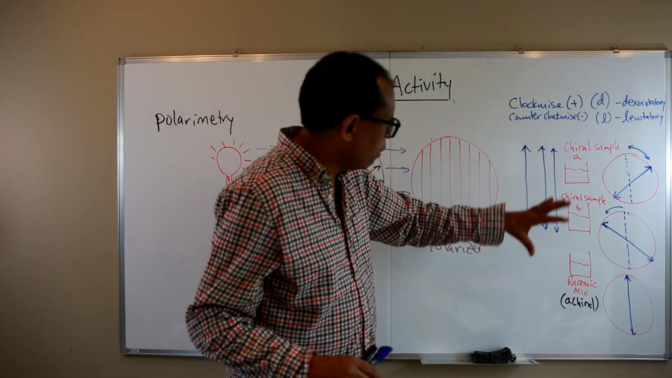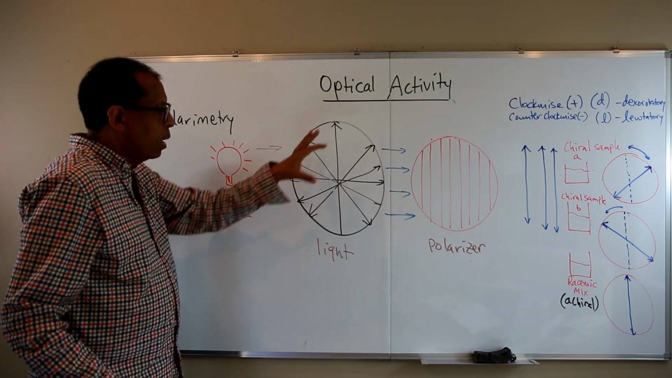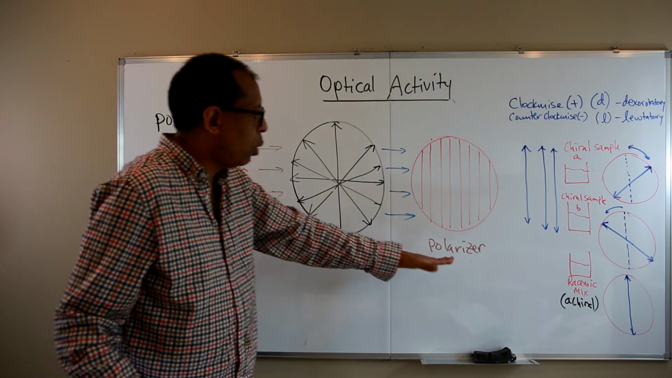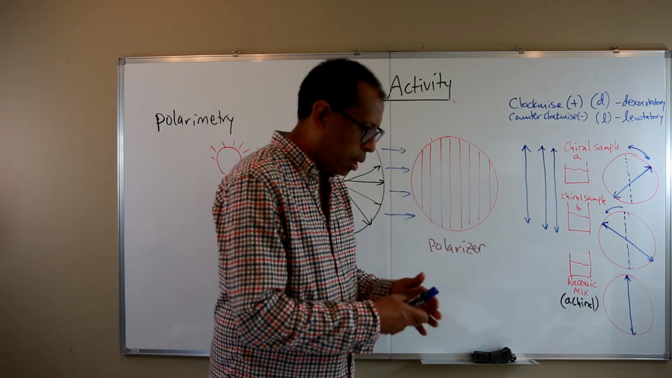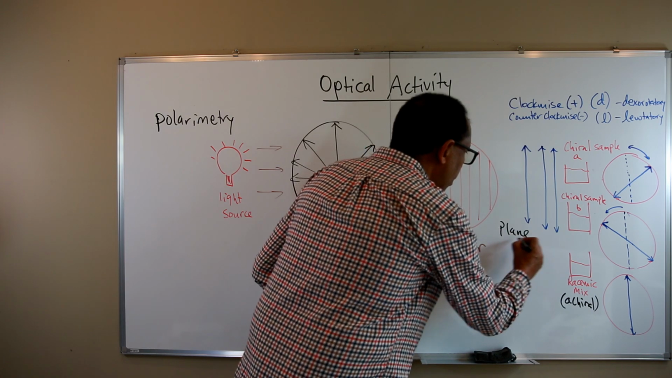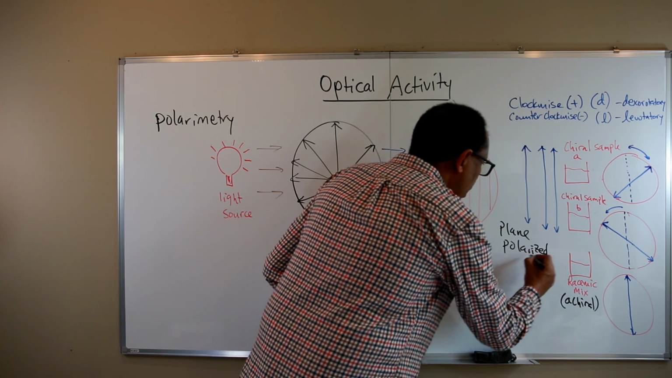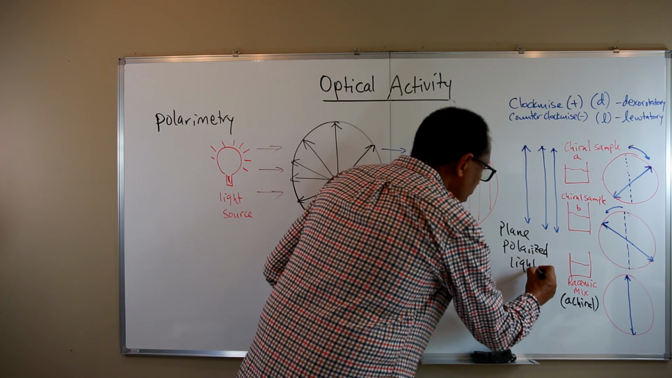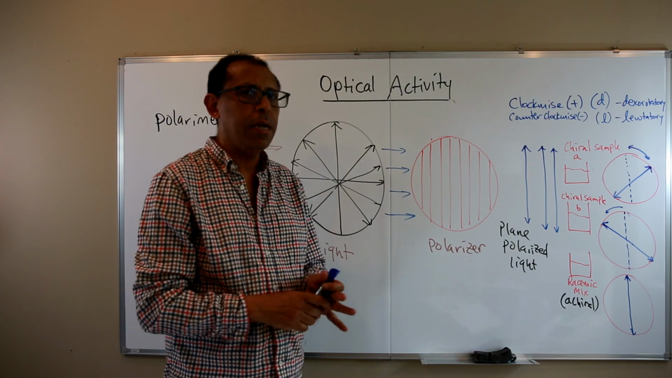So as a review, you have a light source. A random light source would be polarized, and this is a plane polarized light. We call this plane polarized light. When you produce a plane polarized light, that is a well-defined angle.